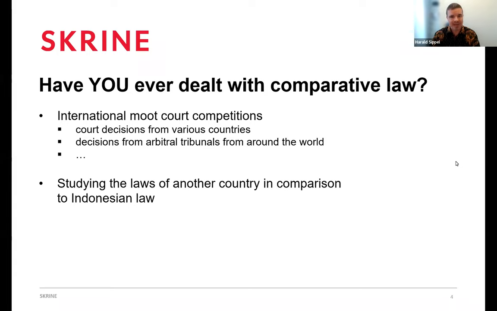I don't know about you, it depends on each person. But again, I just want to highlight, as much as it sounds like something very abstract at a very high artificial level, that's not the case. Again, just to remind you and to make sure we are all on the same page, what would not be comparative law is when you do an LLM in the US or in the Netherlands and you study the national law of that country, because there is no comparison, right? You are just studying this field.